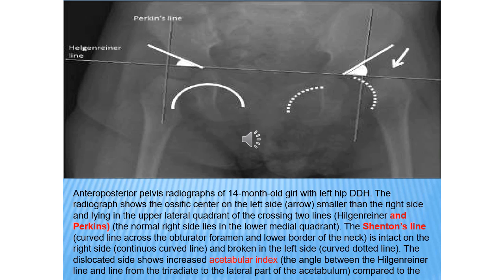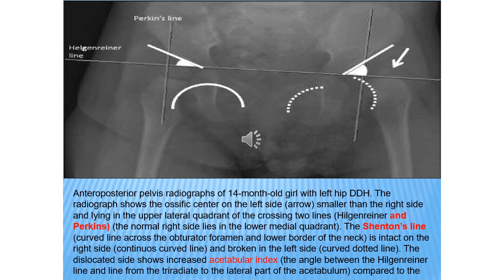So at birth, if the patient has any clinical signs of instability, the ones we discussed earlier, like Ortolani positive or Barlow positive, or leg length discrepancy, i.e. Galeazzi positive, or if the patient has asymmetrical abduction, then the baby needs to be referred to get an ultrasound scan as soon as possible.